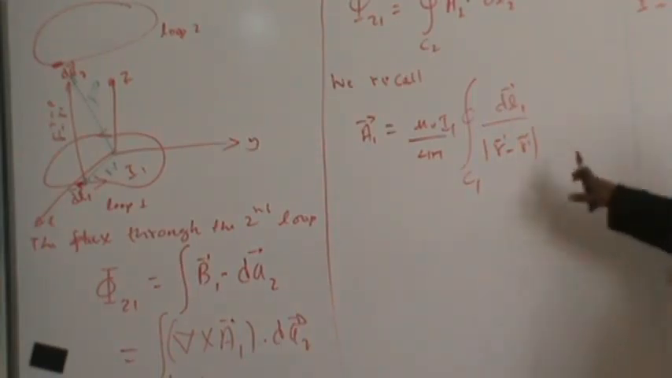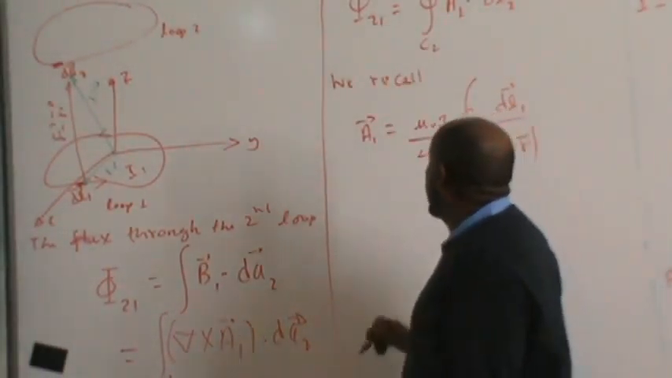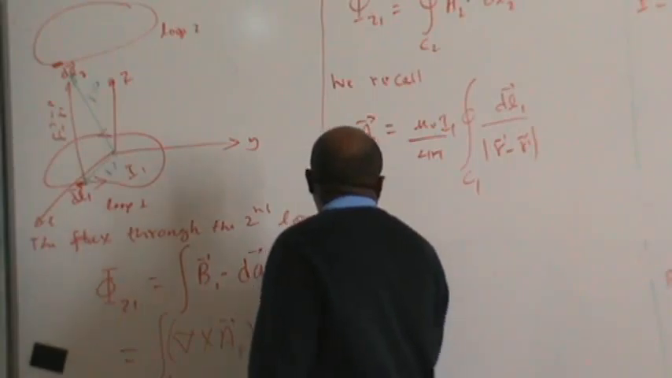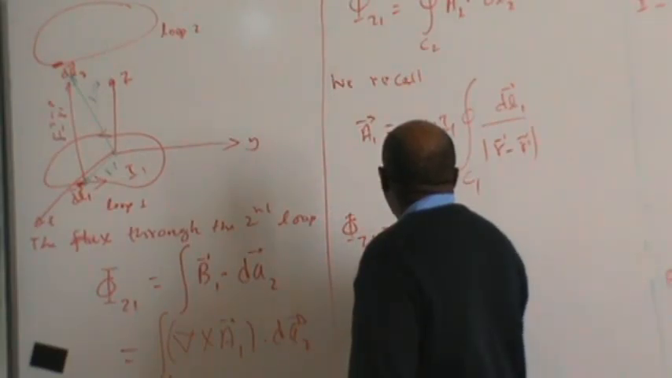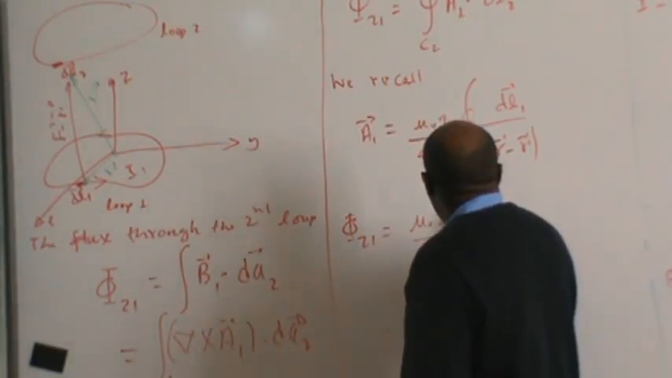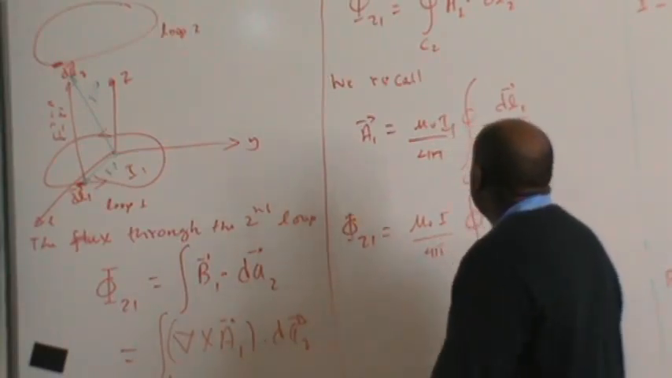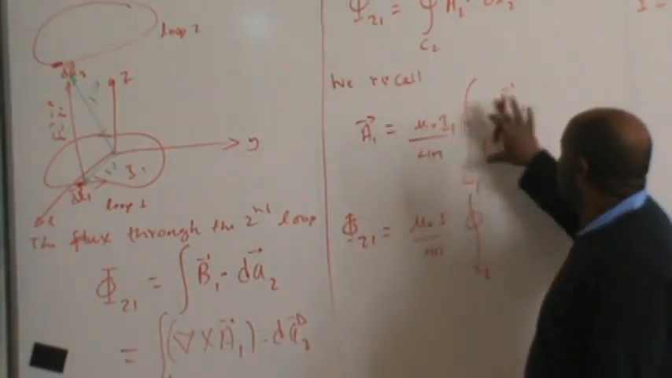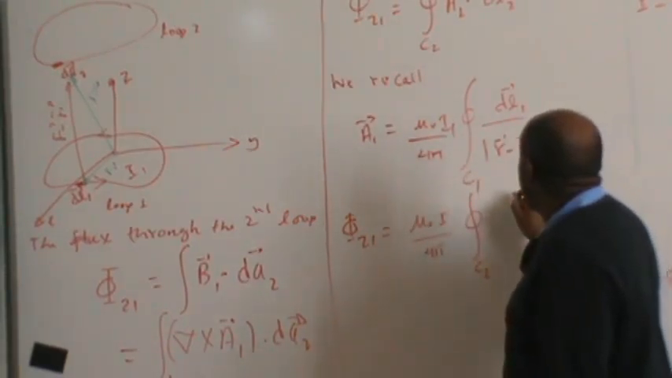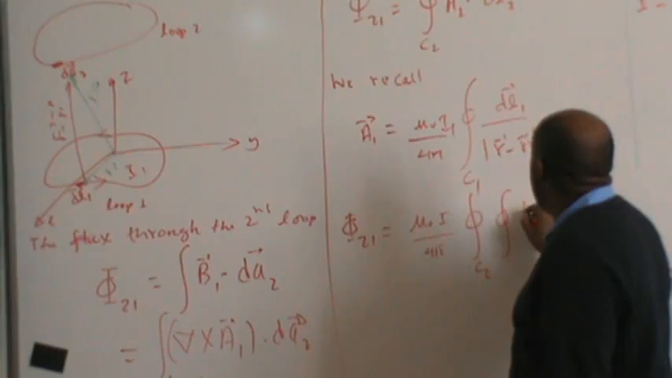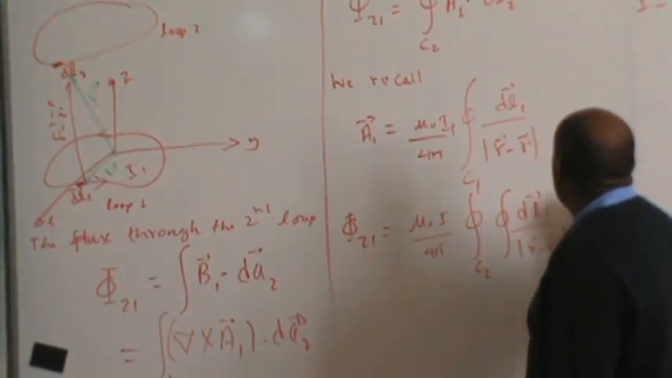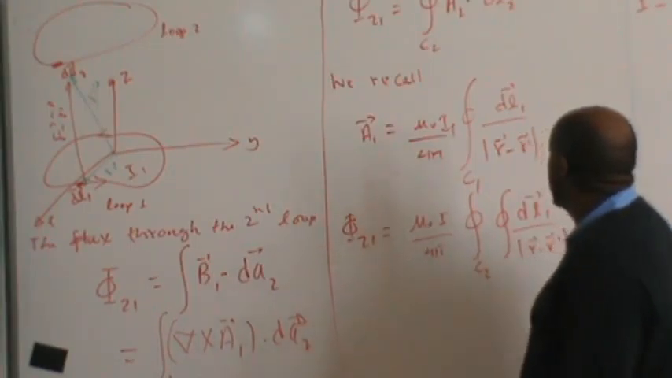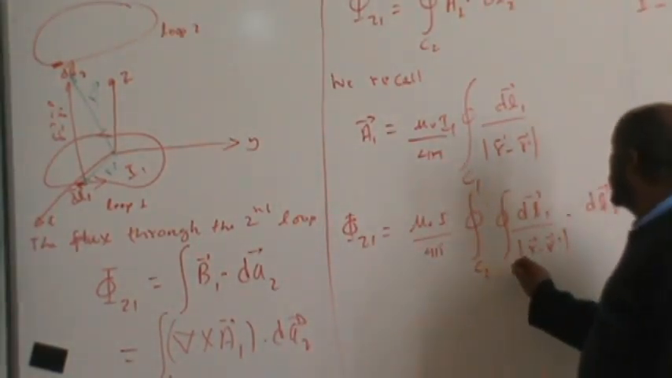Now, if I substitute this one in here, what would I get? I get phi 2,1, which is going to be mu naught I1 over 4 pi, the integral over a closed curve C2. In place of A1, I just substitute this one. So I have the integral over a closed curve dL1 over magnitude of R minus R prime dotted dL2, over C1.